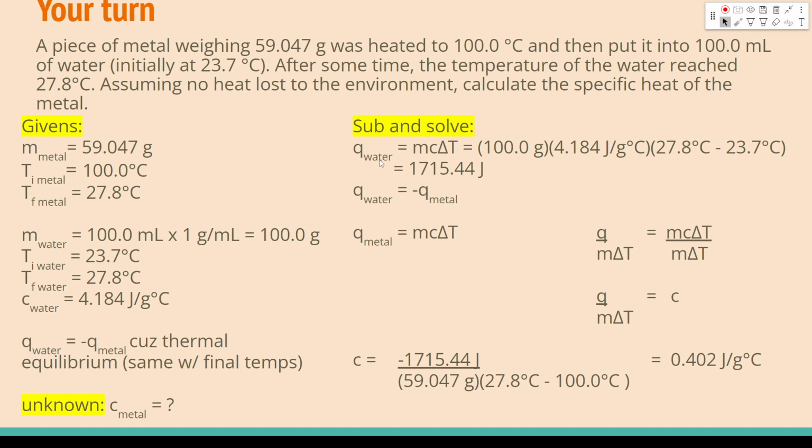So we're doing the water first. I substituted all the values for water and got my answer. And so I can relate that to the metal. I'm going to go ahead and put the negative metal here for the Q. And so then I literally just plug and chug. I get my specific heat.